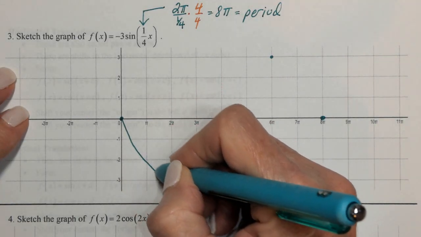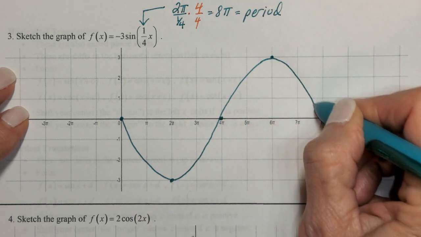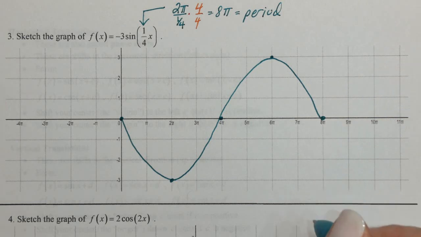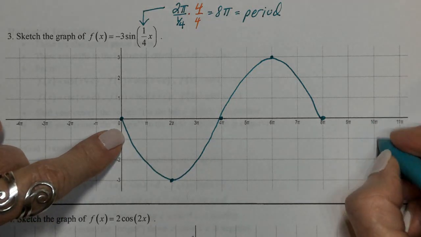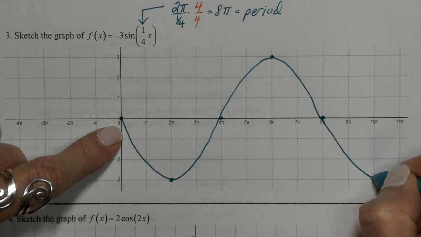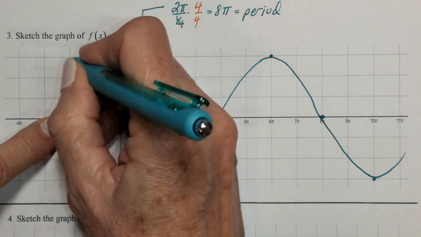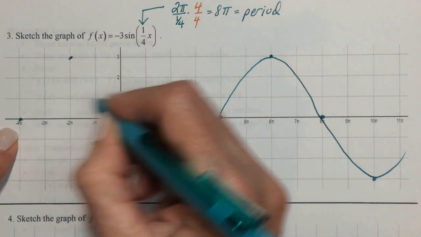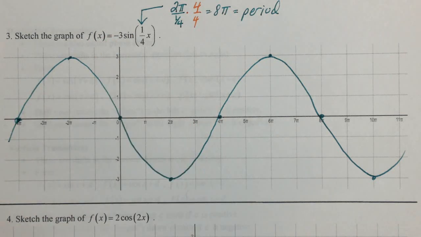So one period for this function looks like that. Again, I want to continue it on both sides, so after 2 more pi's, I'll be down here. Okay, after 2 more pi's in this direction, I'll be up here and then back to 0. Like that.